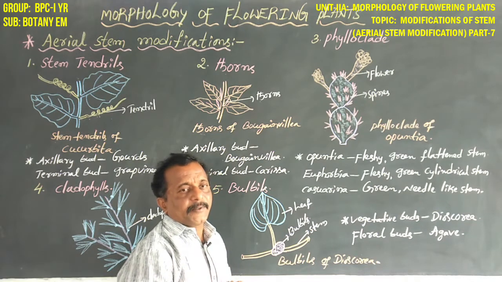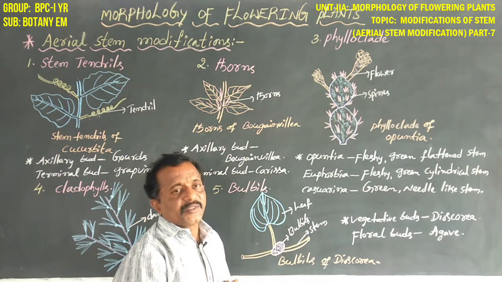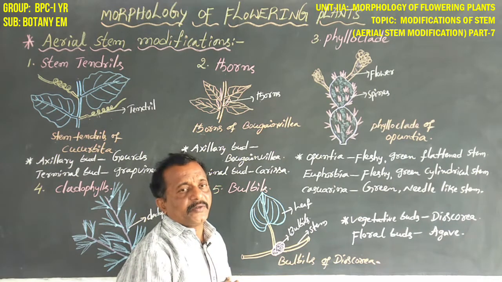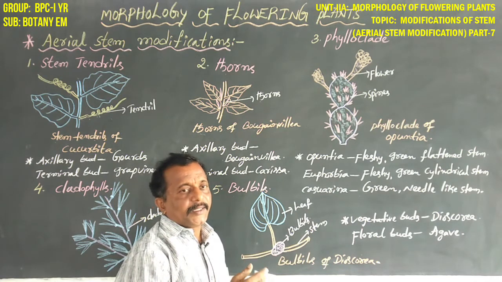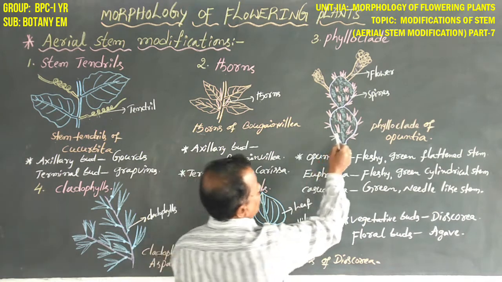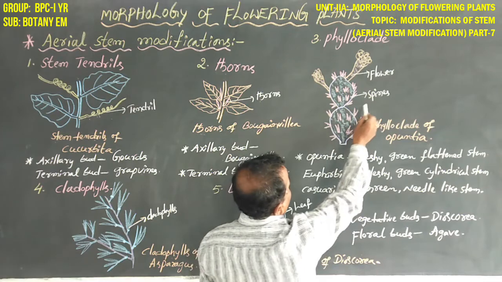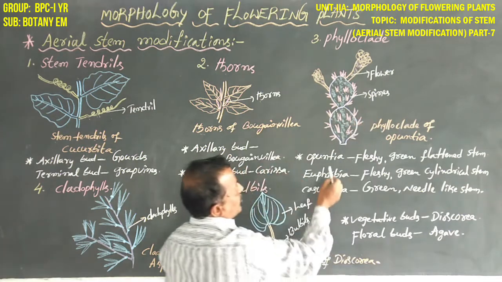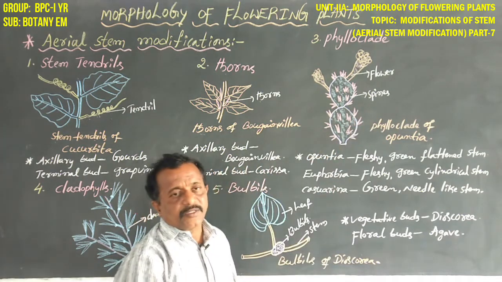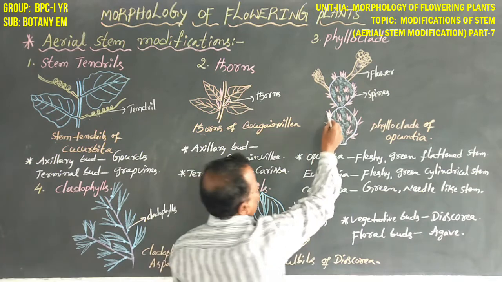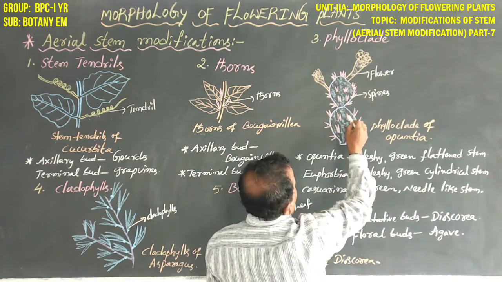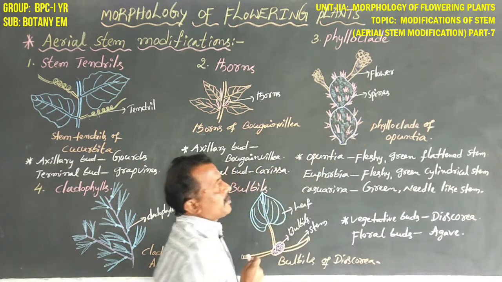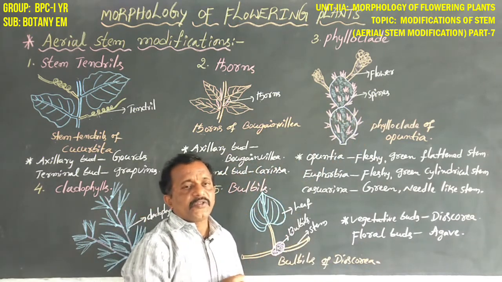In phyllodes, the phylloclade contains chlorophyll pigments to perform photosynthesis and make their own food materials. And leaves, these are leaves. So these leaves are modified to spines or scale leaves, which reduce transpiration.